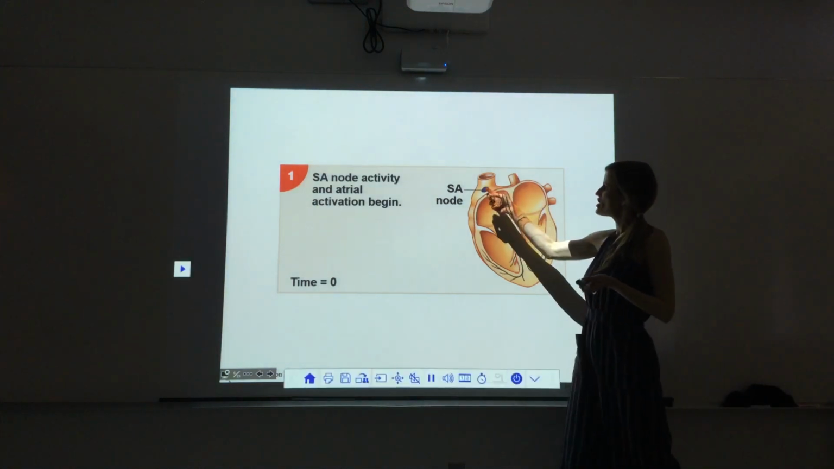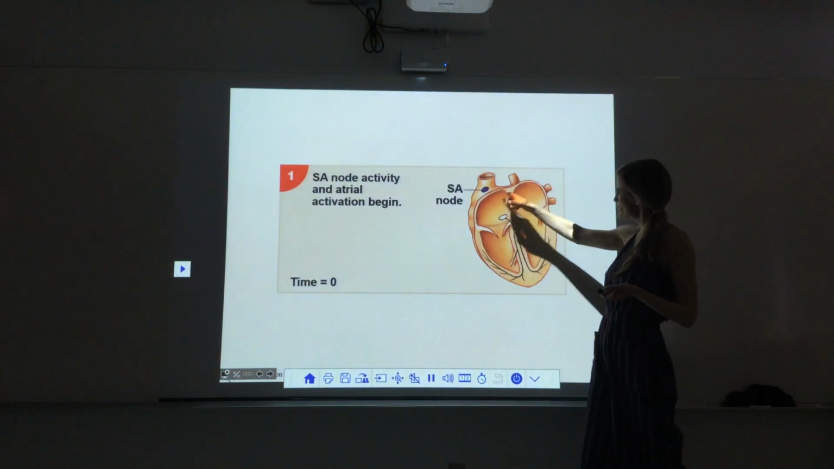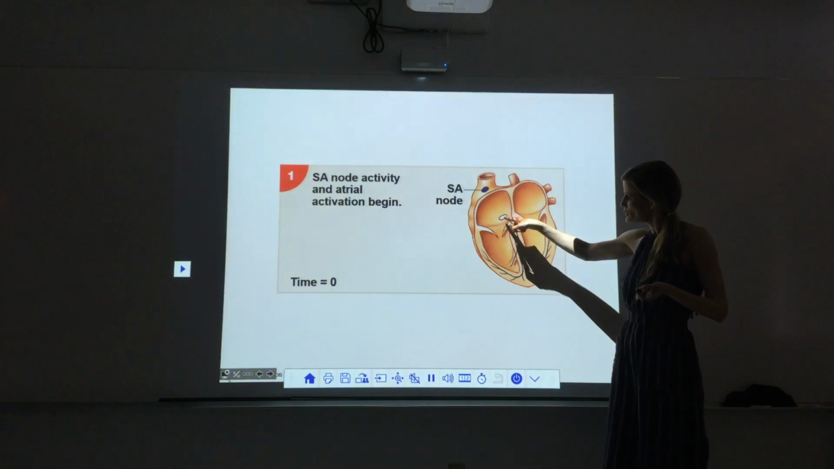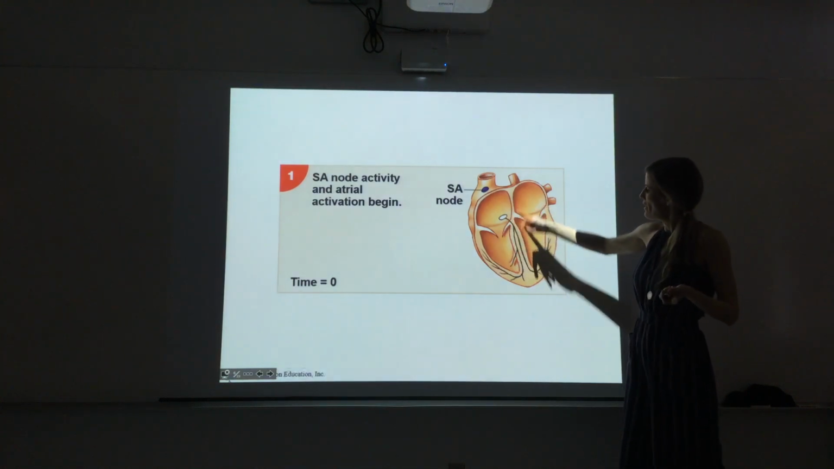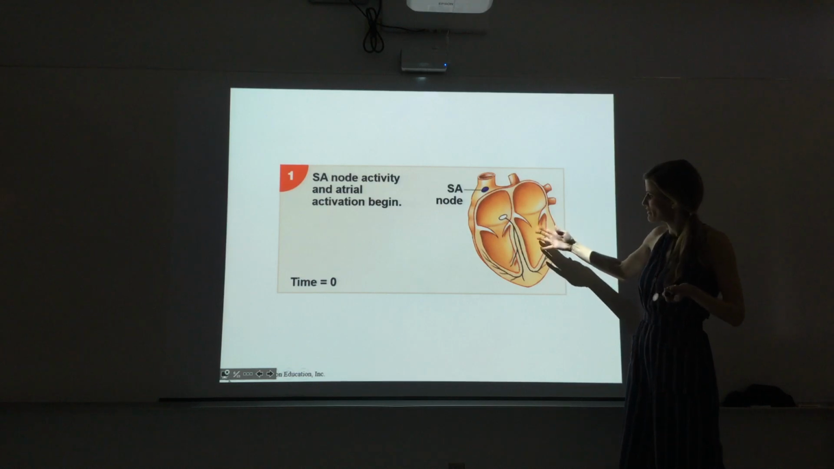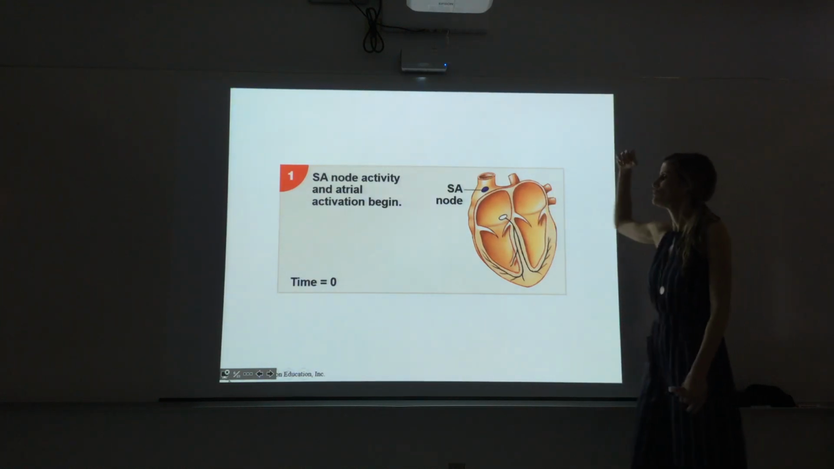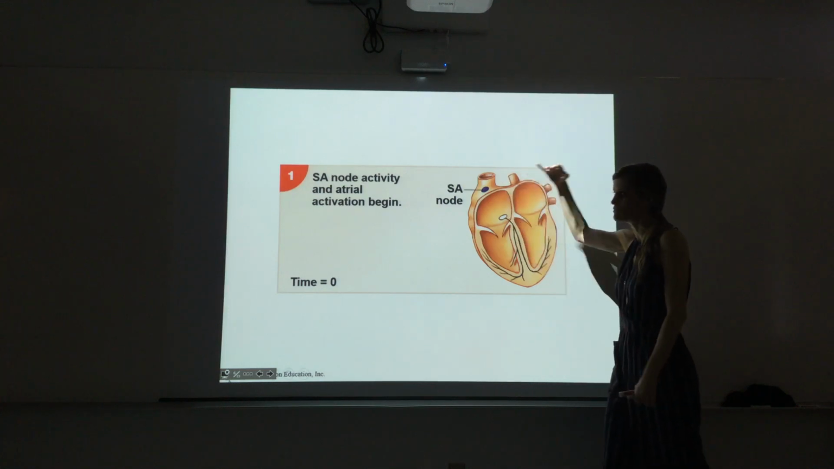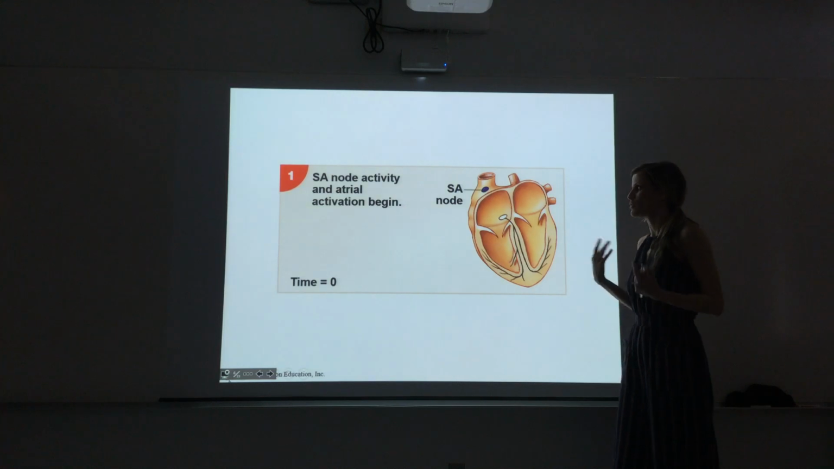We have an SA node here. We've got these internodal pathways, like little roadways that go through the atria and down here to the AV node. From the AV node, we go to the bundle, and then the bundle branches, and then Purkinje fibers. Purkinje fibers give it to the ventricles, and that's how the stimulus goes. So we're going to walk through this really slowly, step by step, and add details in so that you guys are super comfortable with the conduction system.